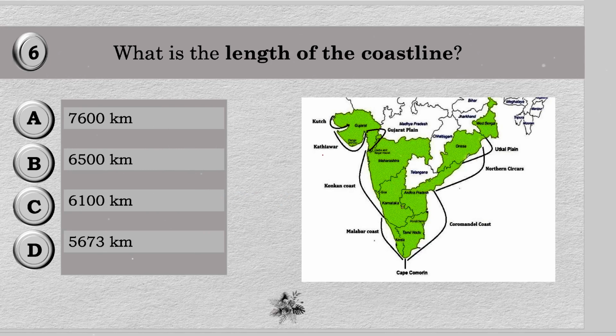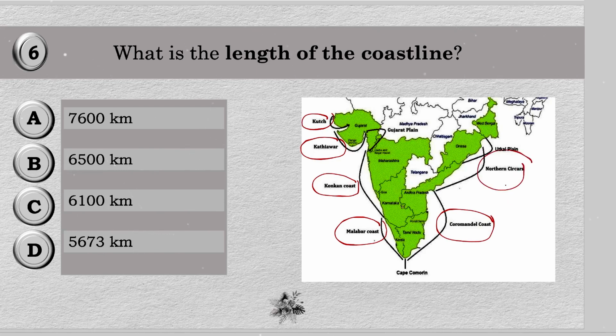In Gujarat, the coast is known by two names, the Kutch and the Kathiawad. In Maharashtra and Goa, the coast is known as the Konkan coast, and Kerala it is known as the Malabar coast. In Tamil Nadu and some part of Andhra Pradesh, it is known as the Coromandel coast, and above that, Andhra Pradesh, Odisha, it is known as the Northern Sarkar.